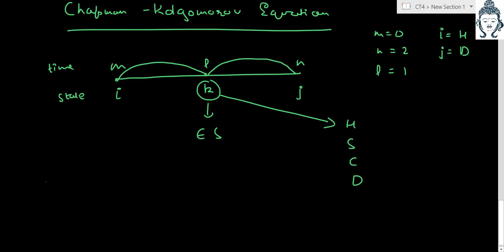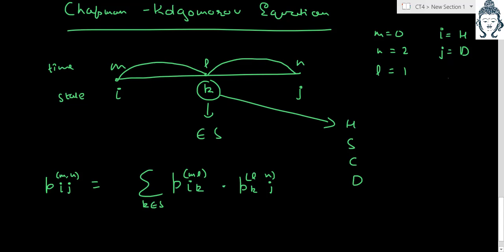So how do I represent this mathematically? The probability of getting from I to J from time M to N can be written as the probability of getting from I to K from time M to L, and then transitioning from K to J from time L to N, and this is to be added over all the possible values of K, basically all the possible values of K that belong to S.